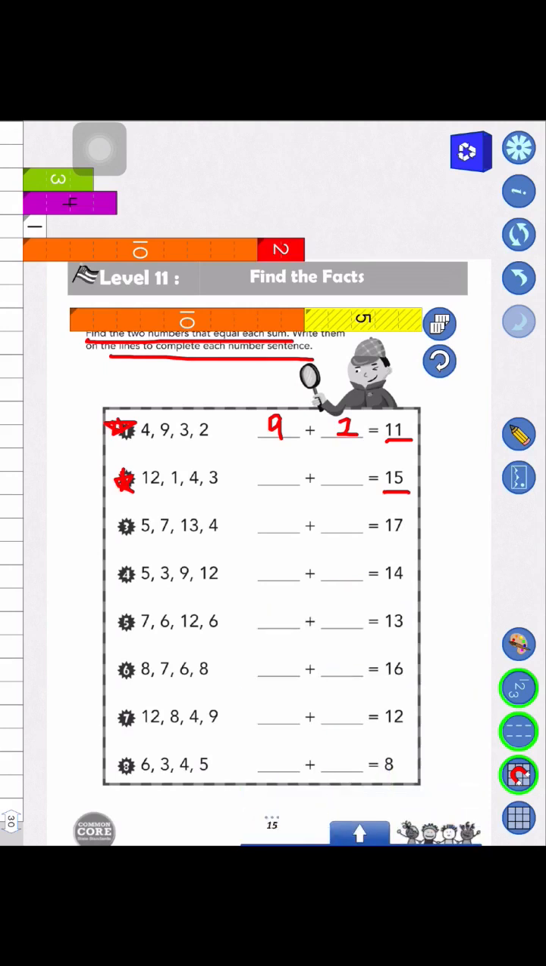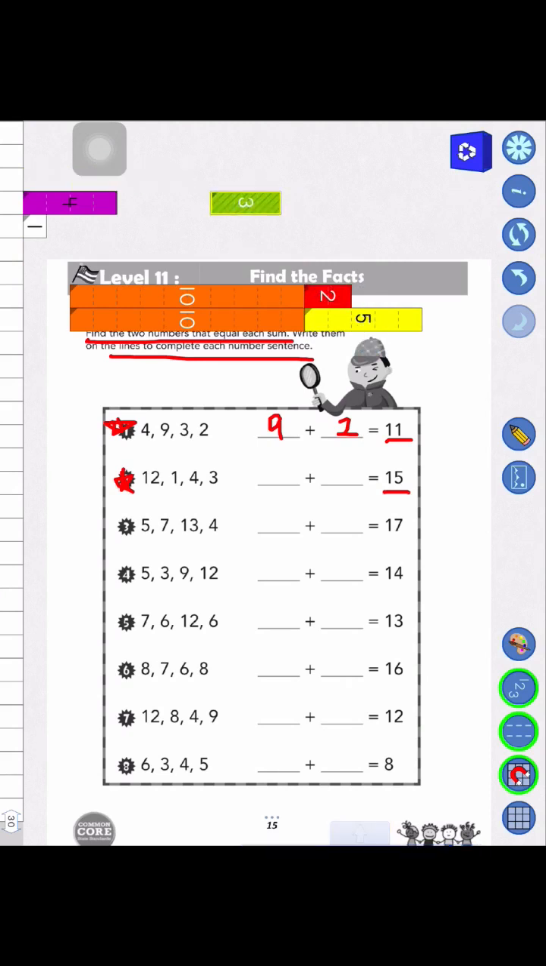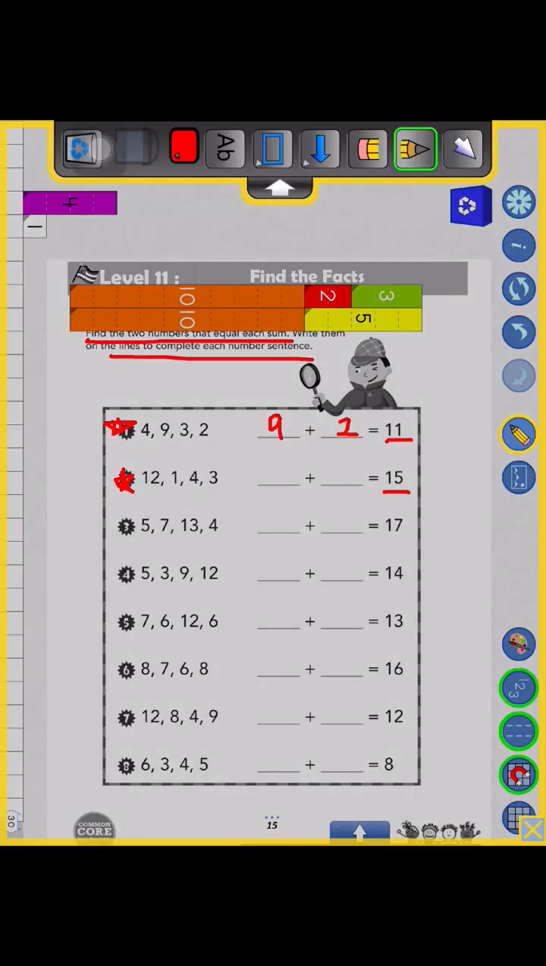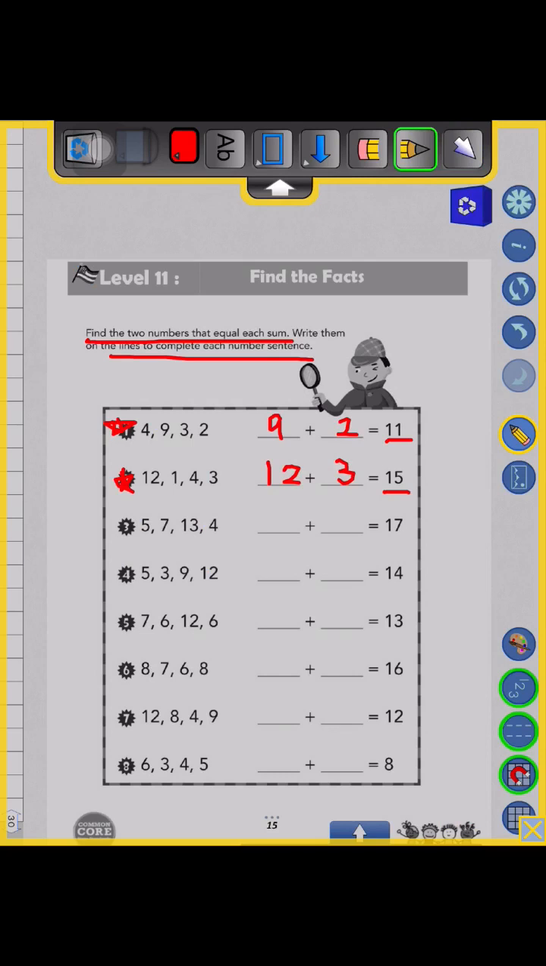Okay, so this time which 2 numbers should we choose? Maybe we can try 12 first. 12 and... yes, it should be 3. Now the lengths are the same, so 12 plus 3 equals 15. Okay, and then we move on to the next question.